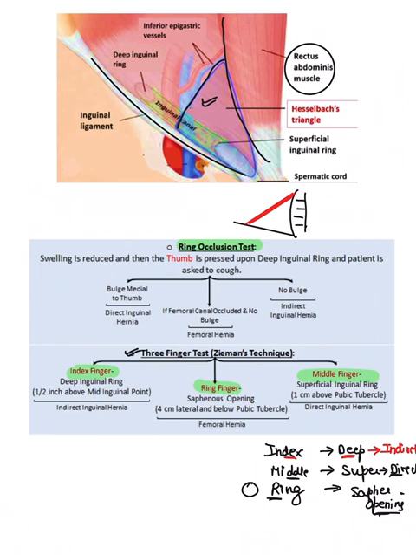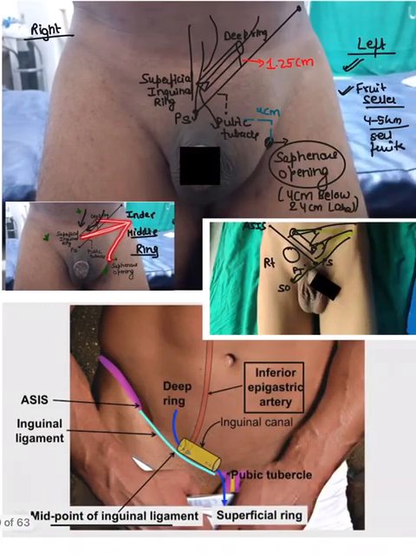Now talking about the ring occlusion test. Try to think: we put our thumb on the deep ring. Suppose we are occluding the ring here. So basically this is the ring occlusion. After occlusion of the ring, we ask the patient to cough. If it is an indirect hernia and you have occluded it, what will happen? The reducible hernia won't be able to enter the sac, so there would be no impulse. Now suppose you have occluded this and the hernia was at this point, that was a direct hernia. Even after occluding that, it does not cause any difference. It will come down like this.